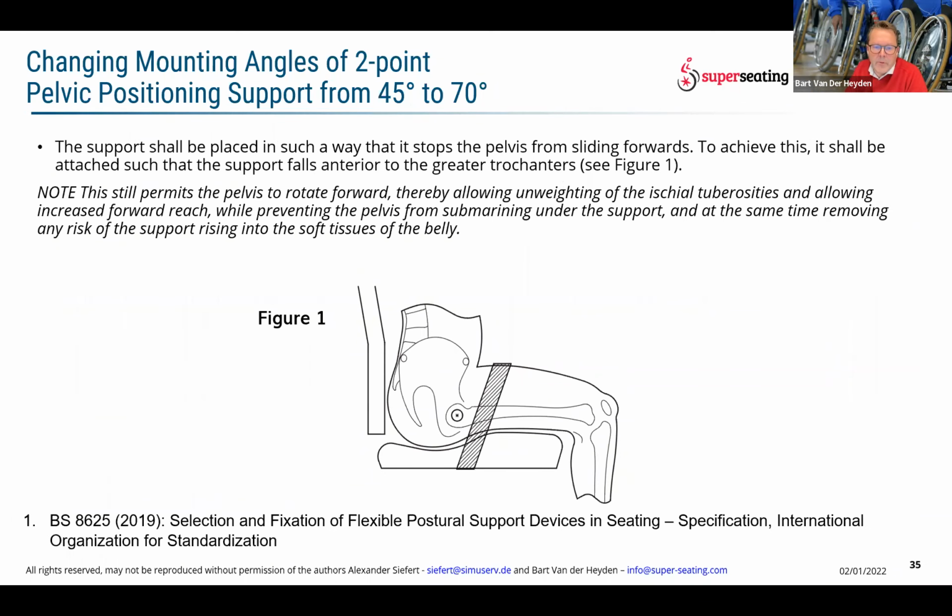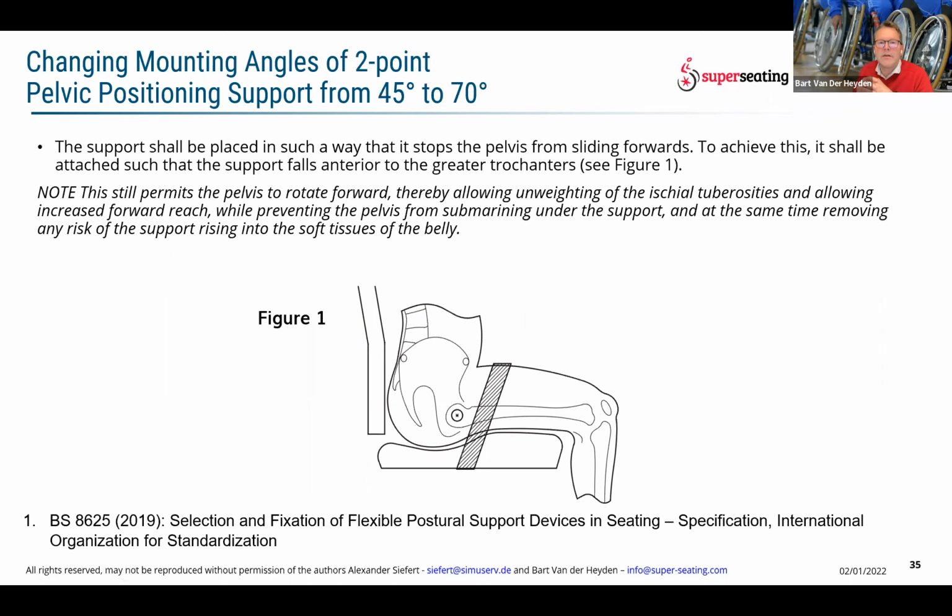So where do you place it? Well, an anterior pelvic support shall be placed in a way to stop the pelvis from sliding, and in front of the rotation point. What it means is the pelvis rotates forwards and backwards over the trochanter or over the hip joint. So the trochanter is an easy point to palpate, and that will be the rotation point of your pelvis. So the pelvis can anteverse and the client can reach further.